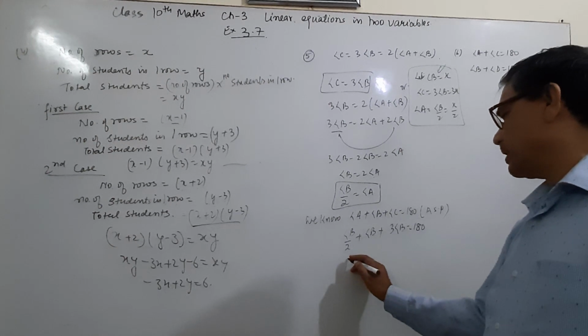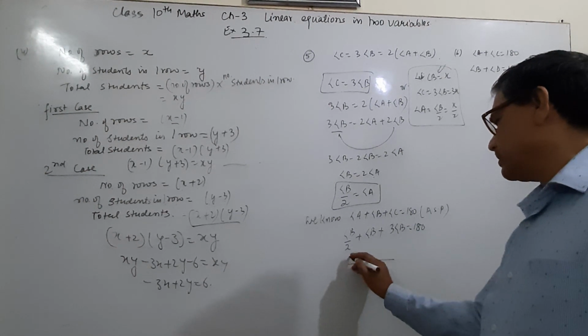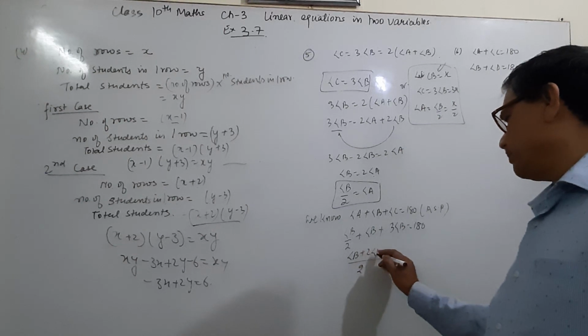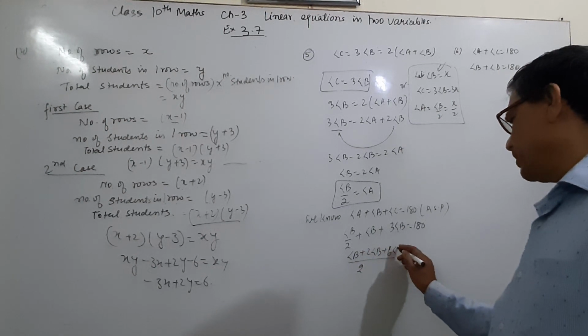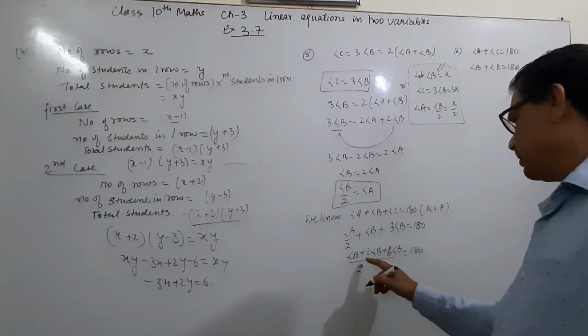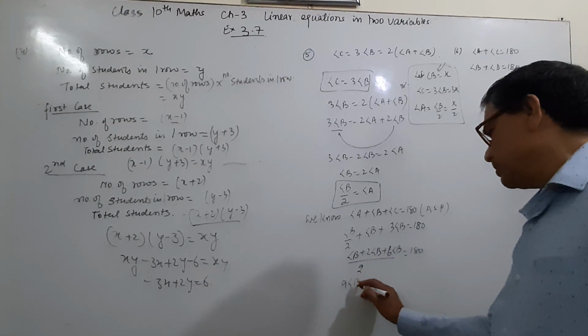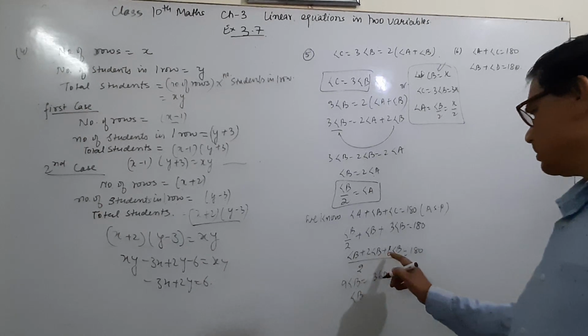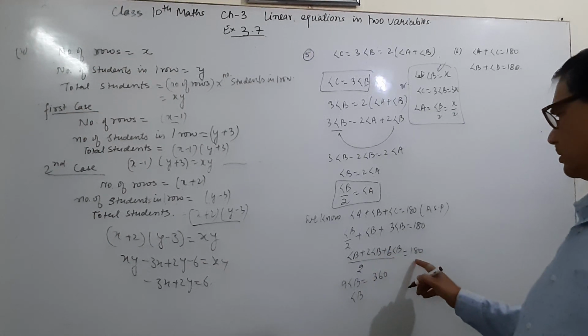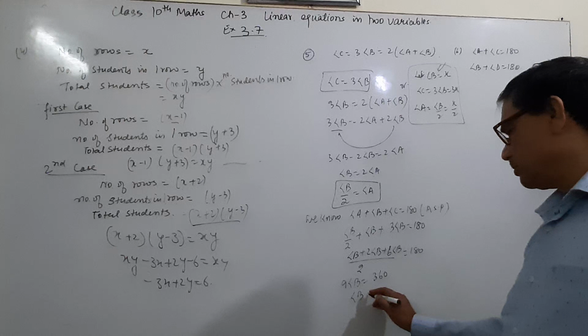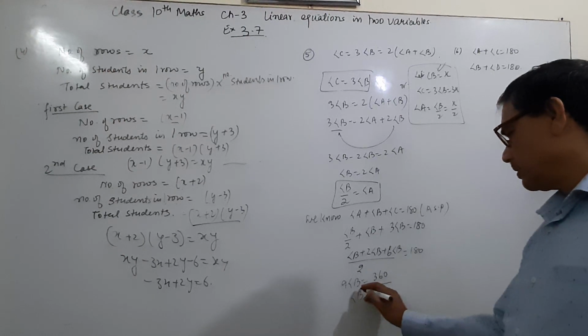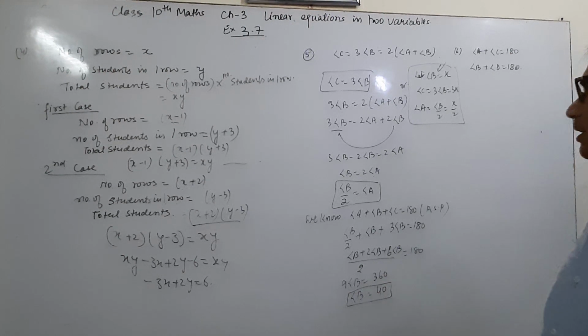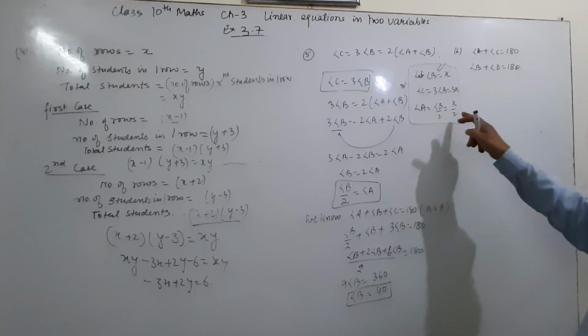LCM is 2. So what will be the LCM 2 expression? Here is angle B plus 2 angle B plus 6 angle B is equal to 180. 9 angle B is equal to 360, so angle B is equal to 40. And from here we can find out the other values: B is 40, C will be 120, and A will be 20.